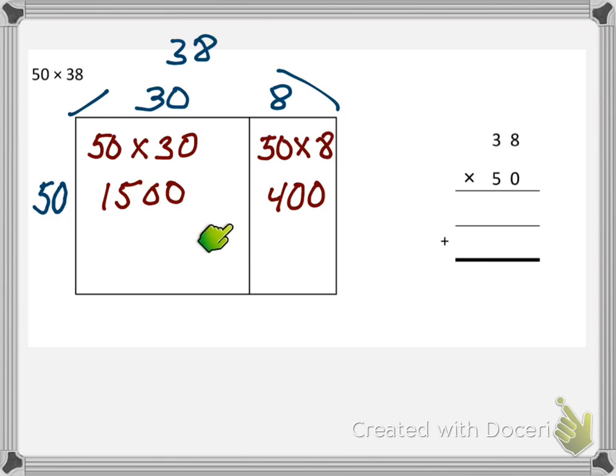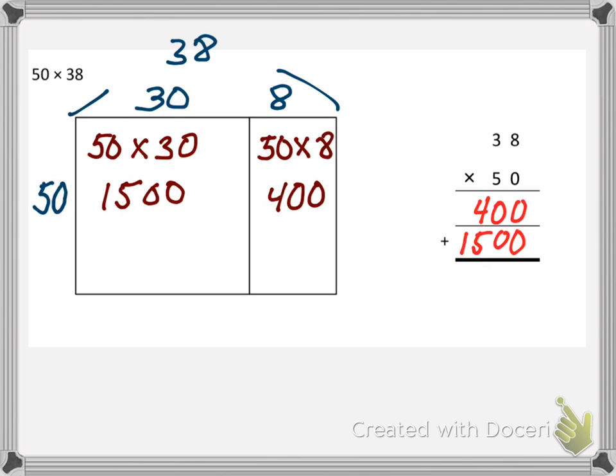Now we have to place these partial products in our standard algorithm. So let's start doing that. Over here we've got 50 times 8, and 50 times 8 is 400. And we've got 50 times 30, which represents 1,500.